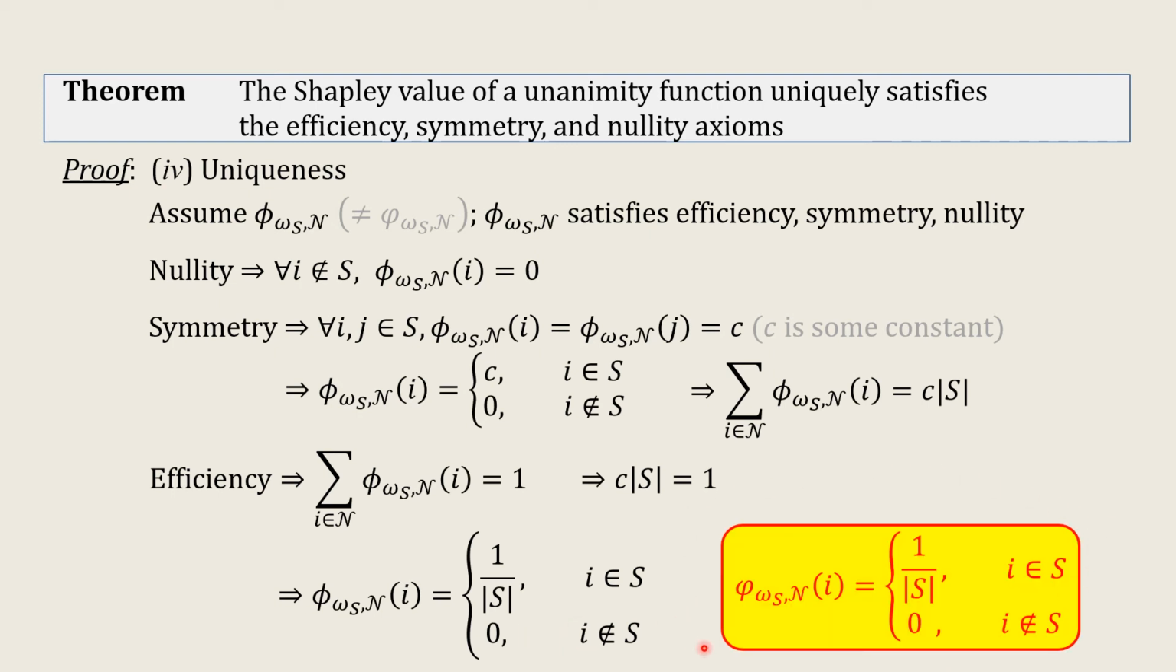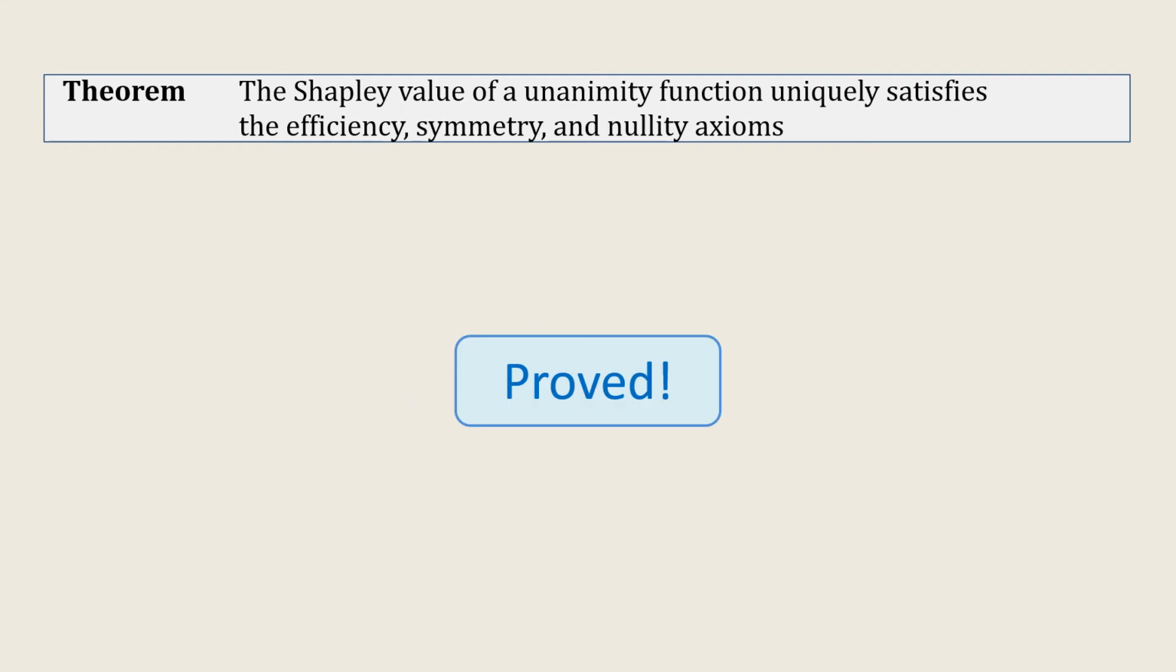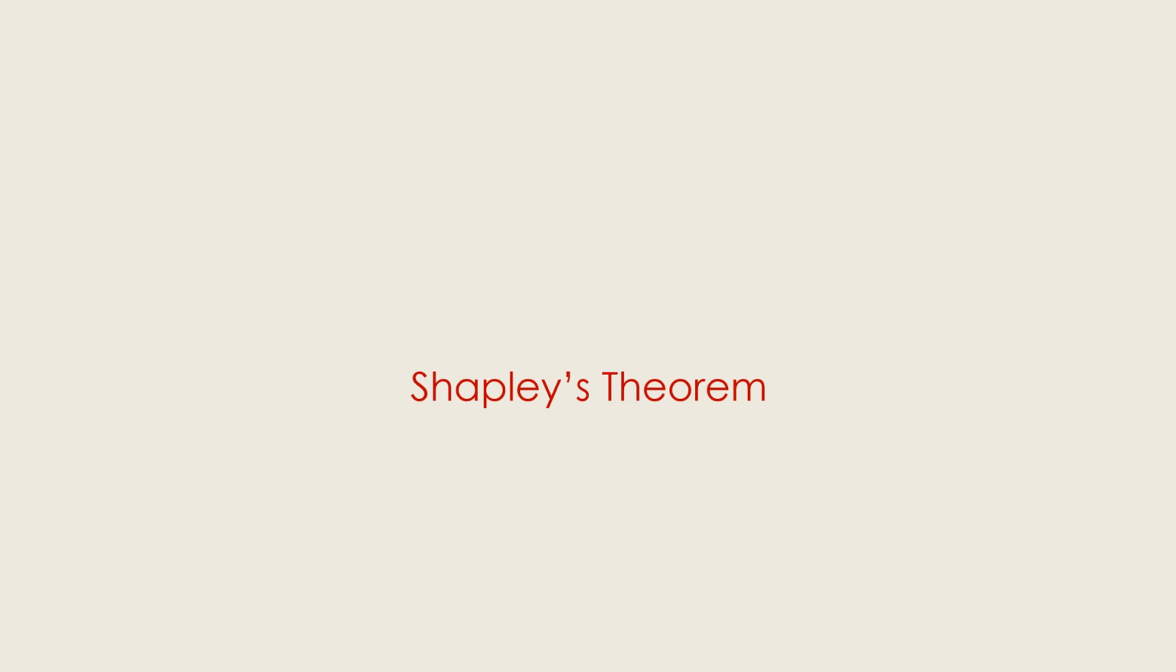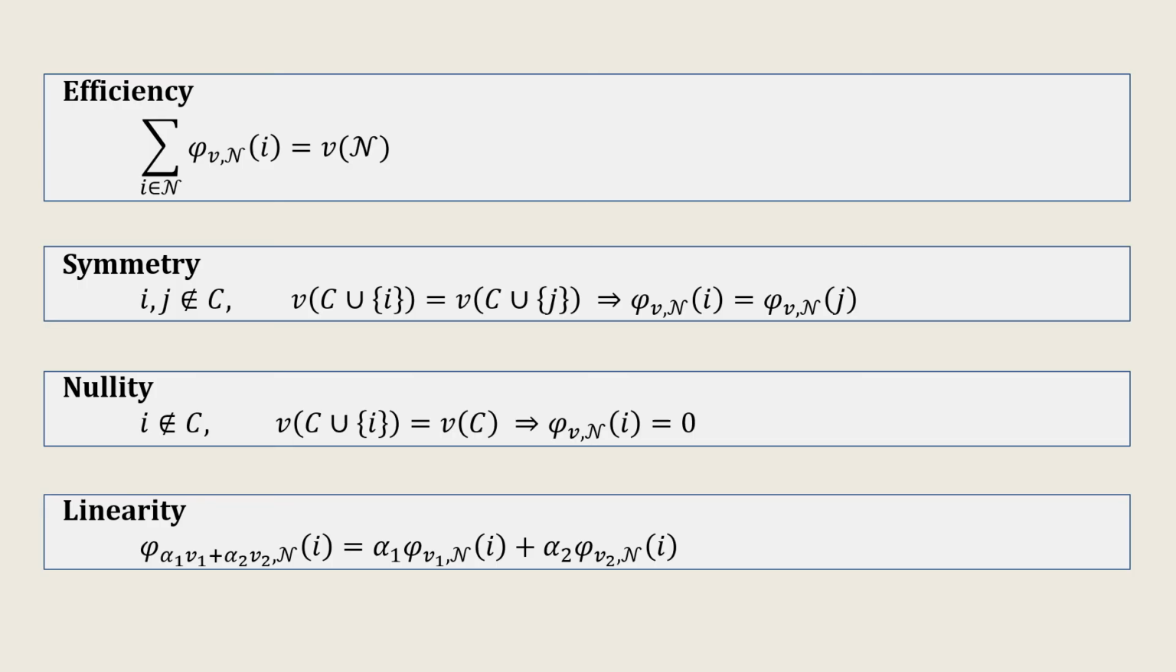But we know that the Shapley value of i is the same expression here. Hence, phi i must be equal to the Shapley value phi. Proved. What we just proved was the Shapley value for the unanimity functions. Now we will look at Shapley's theorem for any value function in general. Given any value function, the Shapley value is the only one that satisfies all 4 axioms of fairness: efficiency, symmetry, nullity, and linearity.